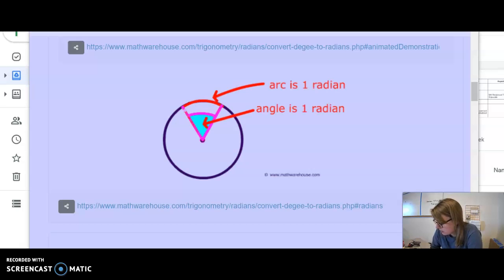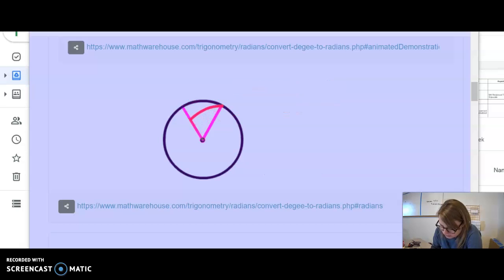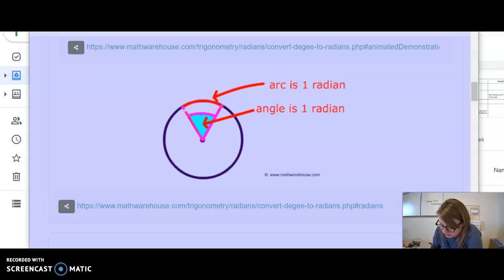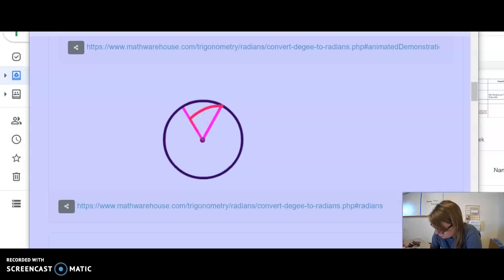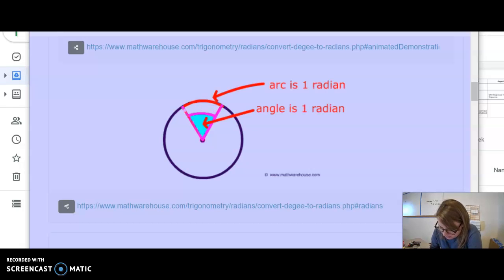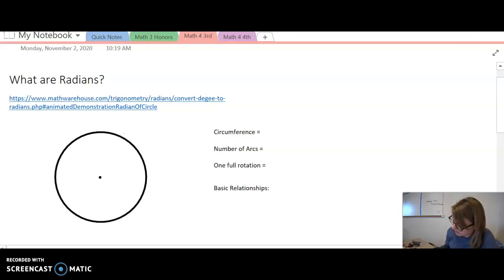Now you're probably wondering, okay, well, what's a radian? Well, 1 radian is like if we took the radius of the circle and made it the arc. So the arc now is 1 radian, so that means the angle is 1 radian as well. Alright? So let's draw this on our circle.